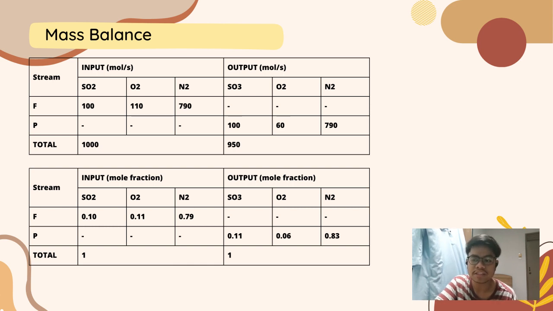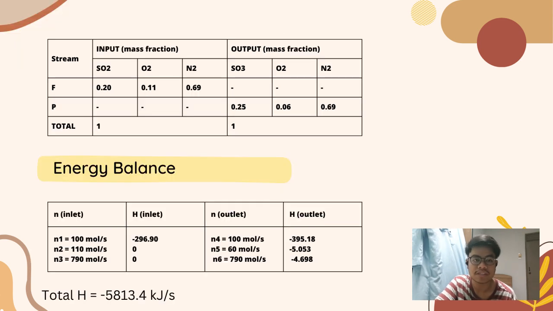We can obtain the mole fraction and mass balance by the same method as the non-reactive system, according to the first table. For energy balance, heat of reaction is involved due to the reaction that happened. SO2 reacted with air to form SO3. So the total enthalpy is not just enthalpy in equal to enthalpy out, but now it involves the heat of formation. So we sum all of that and we will get the total energy exerted equal to negative 5813.47 kilojoules per second. That's all from the team.